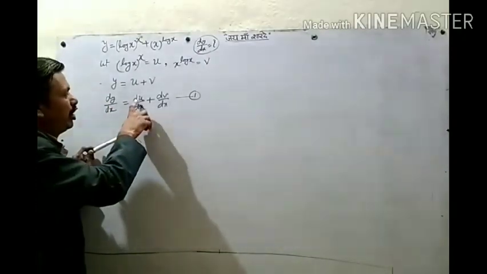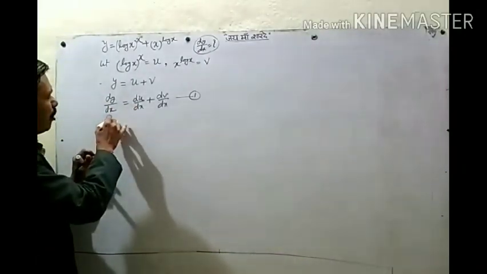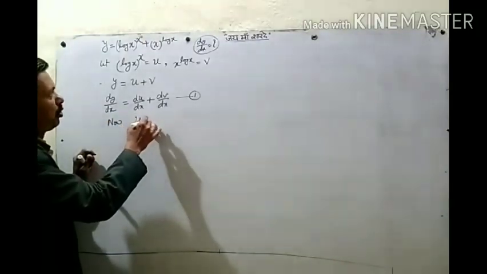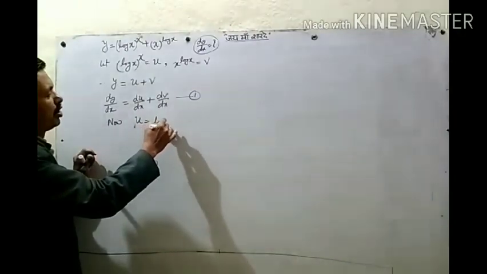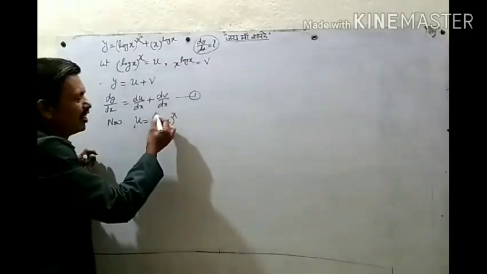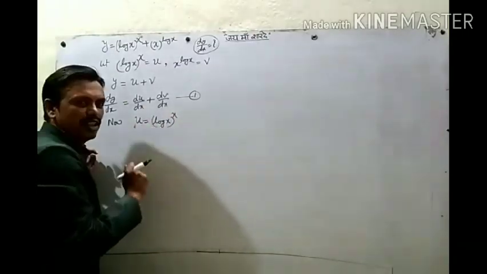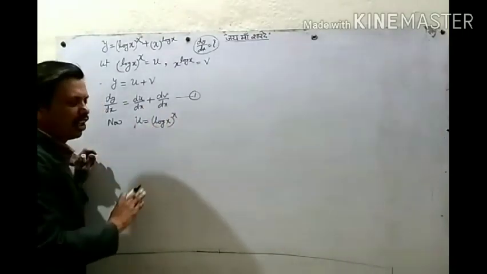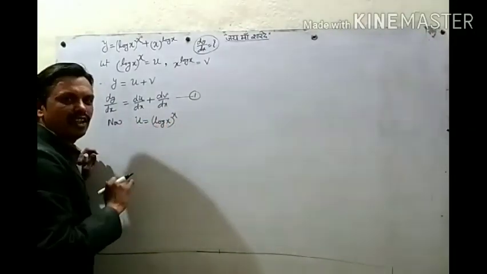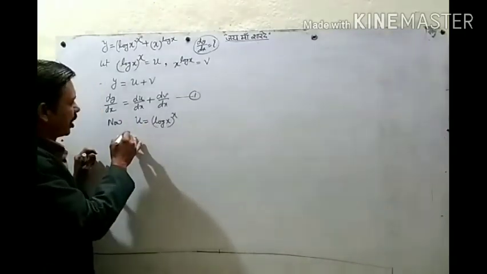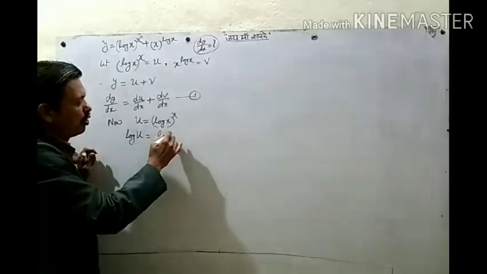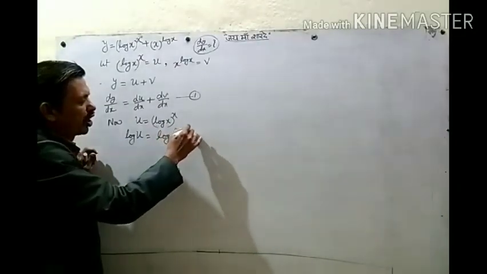So how to find the value of du by dx? Now what we have, u is equal to log x to the power x. In the previous case you have seen how to find the derivative of this. Now we have only a single term that we can find easily. So taking log on both sides, we get log of u is equal to log of log x to the power x.